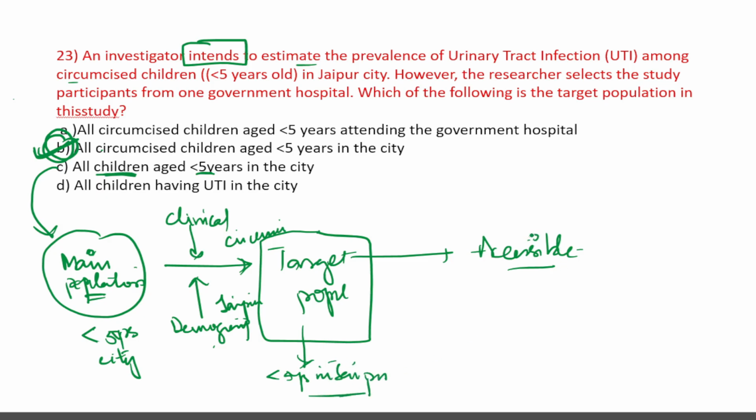Then what is the accessible population? He was intending to estimate in the whole Jaipur city. But unfortunately, the researcher selects the study from only one government hospital because he had accessibility to only one government hospital. So therefore, the accessible population will be option number A. That is, all the circumcised children less than 5 years of age attending the government hospital is the accessible population. So please remember how to solve such sort of question. Main population is what, target population is what, and accessible population is what. This is a good example of a question to answer such type of question.